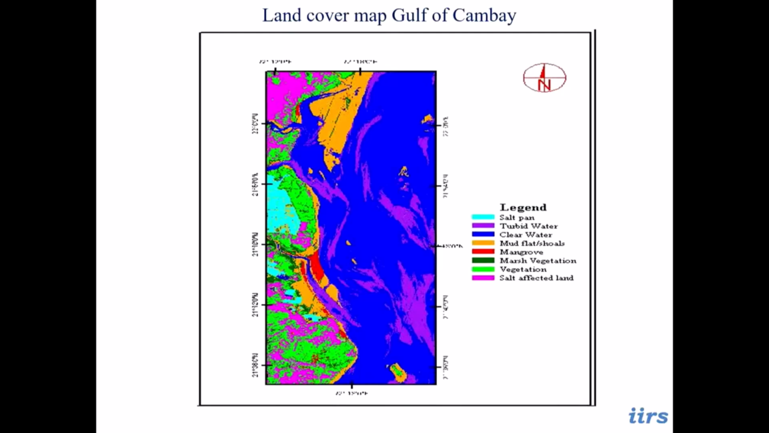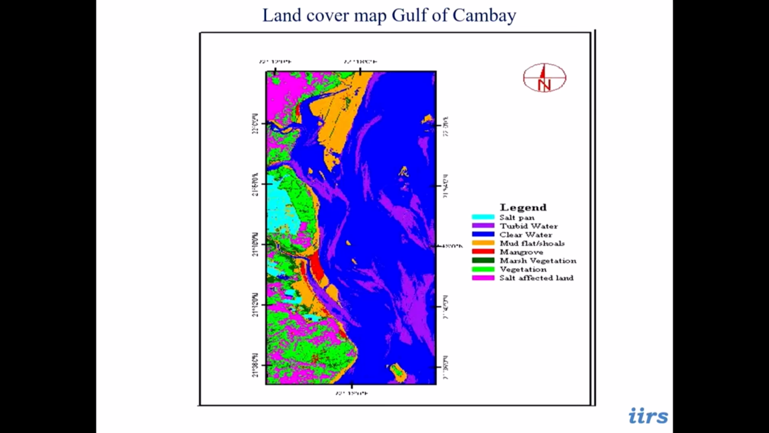And this is the land cover map of the Gulf of Cambay, and you have here salt pan, turbid water, clear water, mud flats, mangrove, marsh vegetation, and salt affected land, etc. So with supervised classification, by going to the field, you can relate the satellite measured digital count of the image to that class, and several techniques are available to minimize the error, and you can map the thematic classes very accurately.